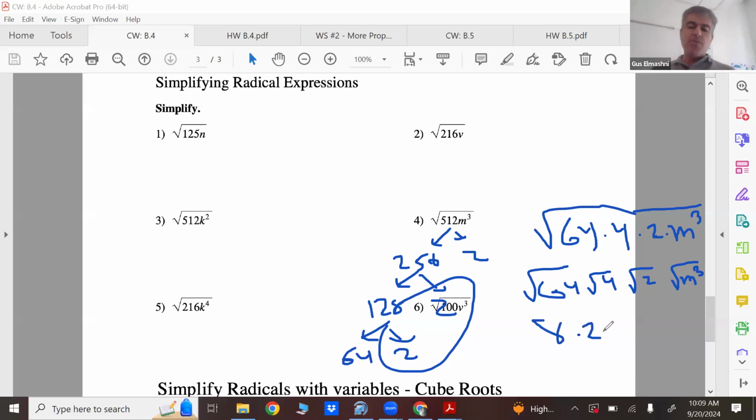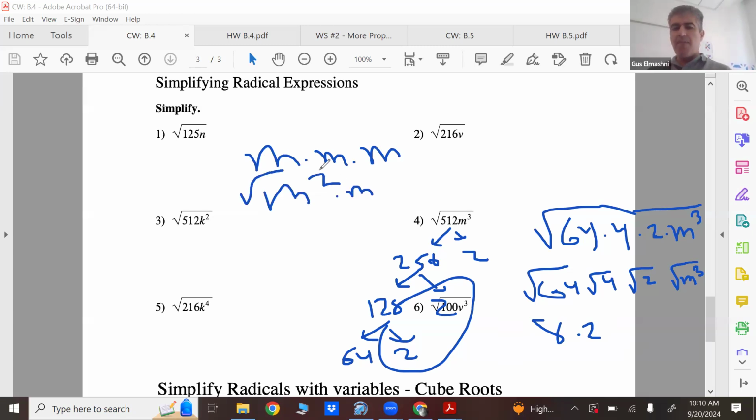Okay. Now, the tricky part is the variable, m cubed. M cubed is m times m times m, or it's m squared times m. Same thing, right? If I square root m squared, what's the square root of m squared? M. And root m on its own, just root m. So one thing you can do when you're square rooting is ask yourself, how many times does 2 go into that number? Once. Pull it out. What's the remainder? 1. Leave it inside. So you can think like a division problem as well.